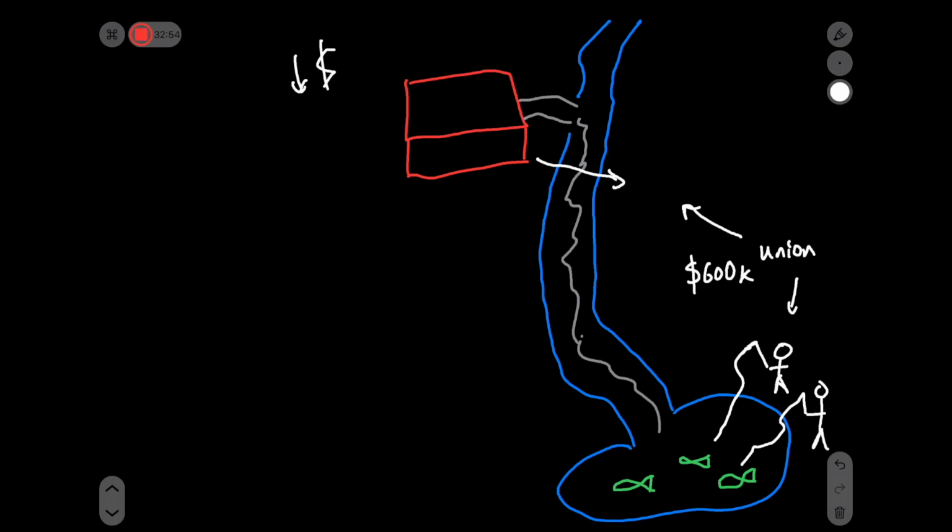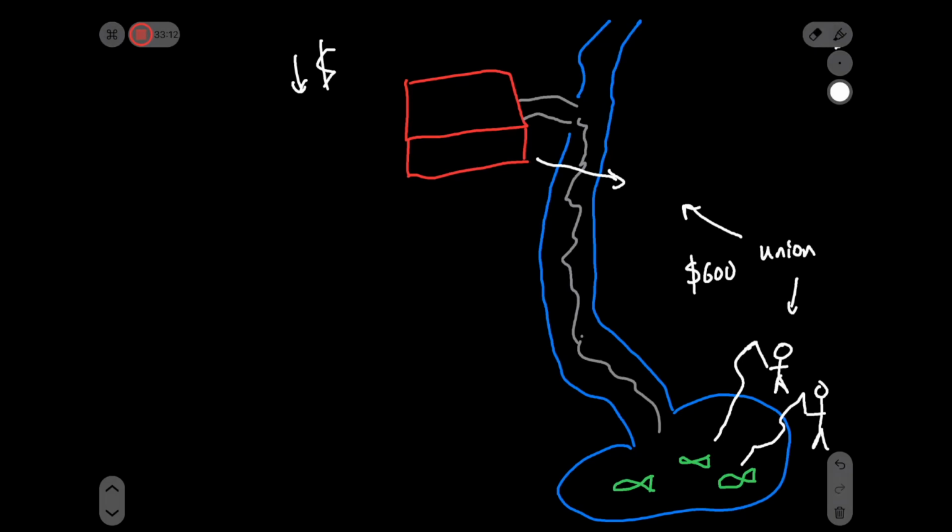let's say 800, right? Let me change those numbers around, actually. We'll say that they value being able to fish at 800K. They value being able to pollute at 600K.